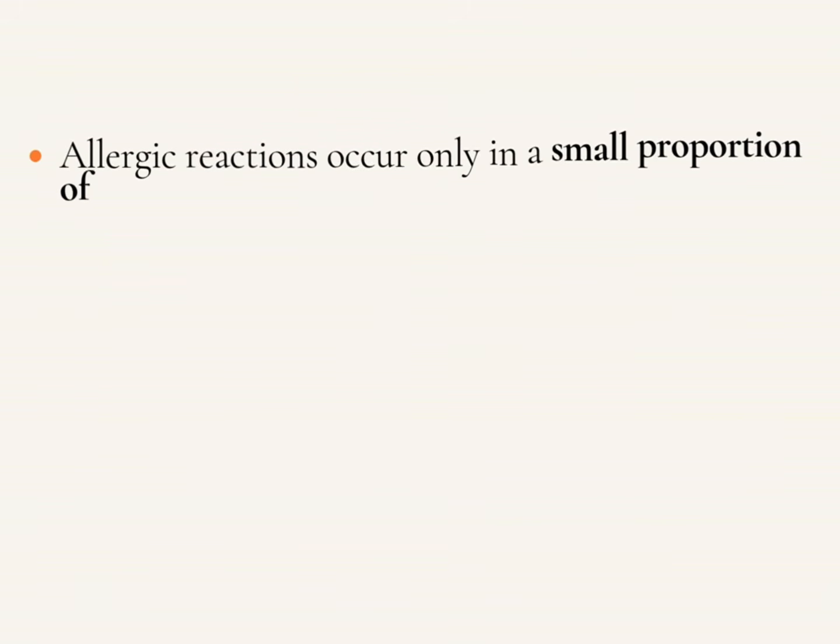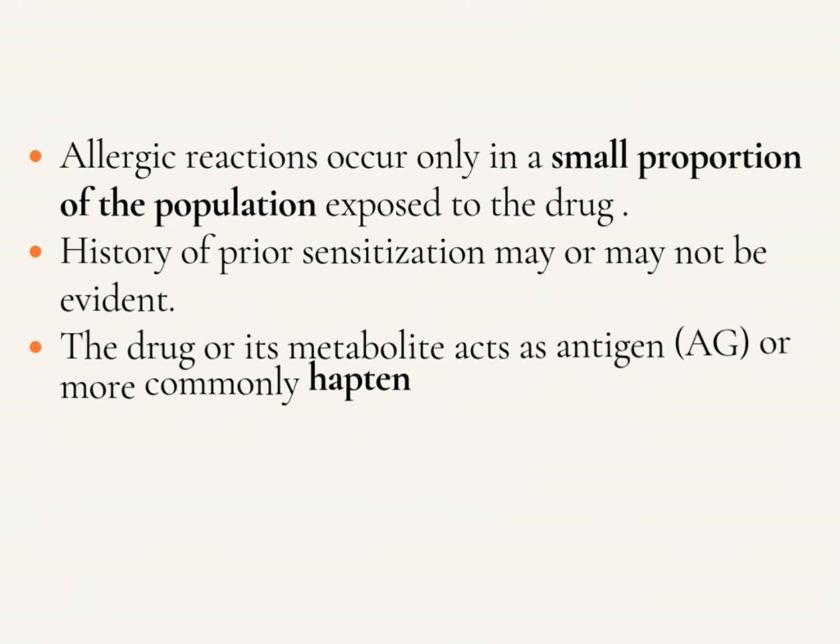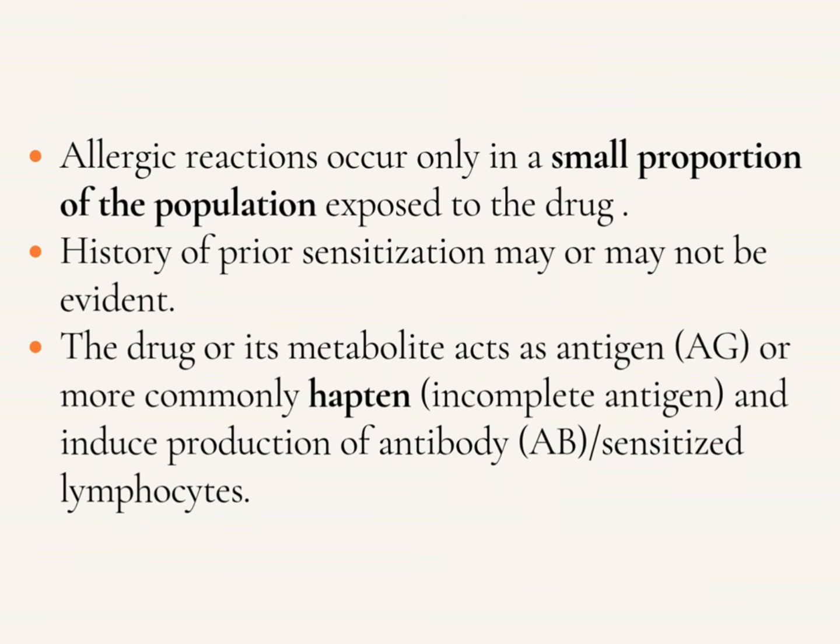Mechanism of drug allergy. How does a drug allergy develop? When a drug enters the body, it may behave as an antigen or, more commonly, as a hapten. The immune system recognizes it as a foreign substance and produces antibodies or sensitized lymphocytes. On subsequent exposure, these immune cells react rapidly, producing allergic symptoms. An important point to remember is that prior exposure may or may not be evident, making allergic reactions difficult to predict.